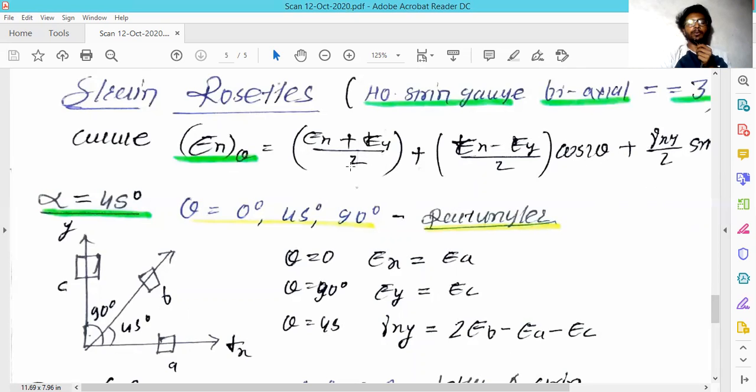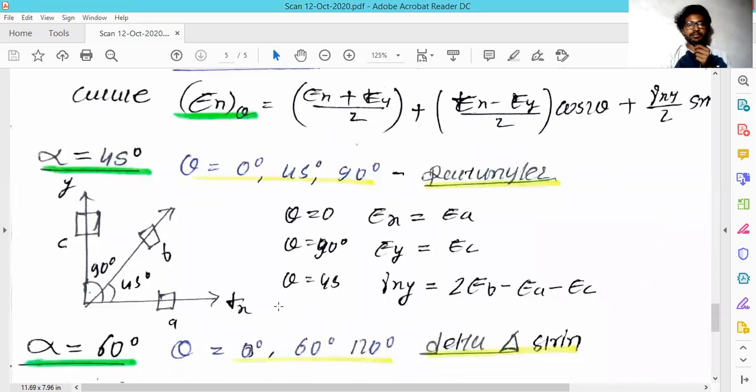The 2 divided by 2, which is multiplied to the left hand side, will become twice the strain at strain gauge B equal to the given value. If you shift this value to the left side of this equation, it will become minus strain gauge at A, and minus strain gauge at C. This is how you will get the shear strain at 45 degrees.